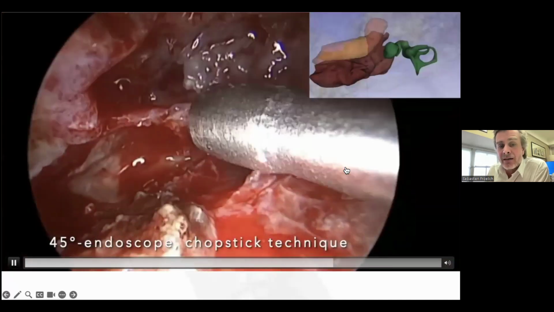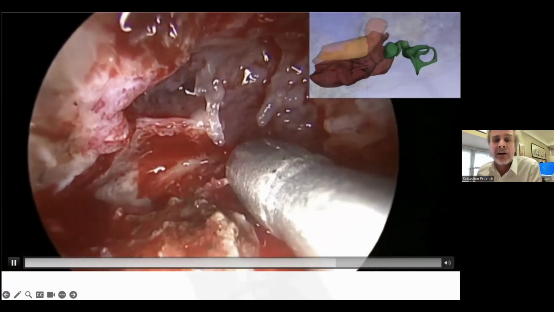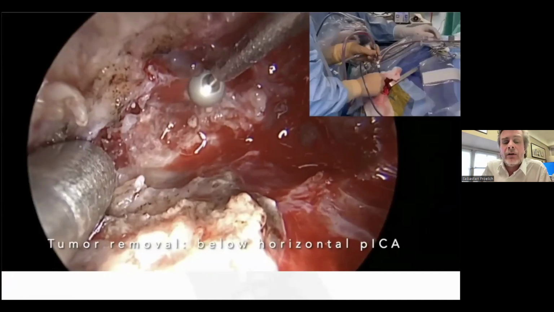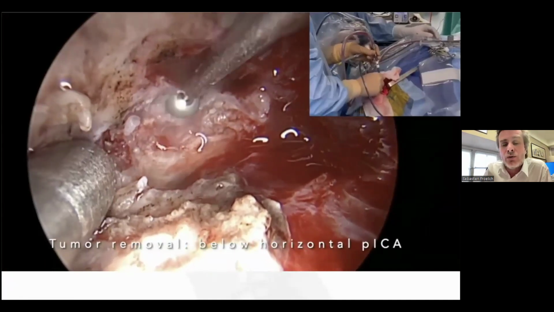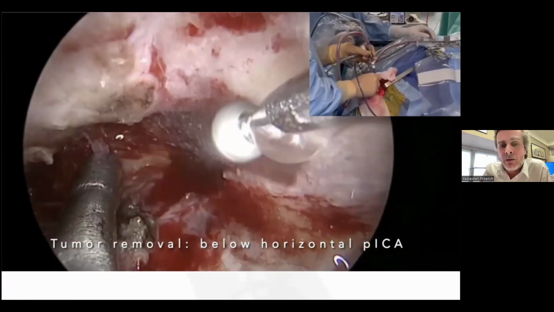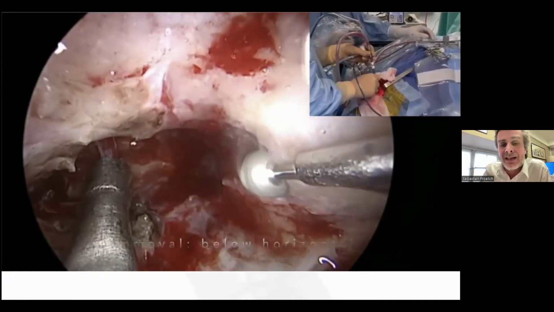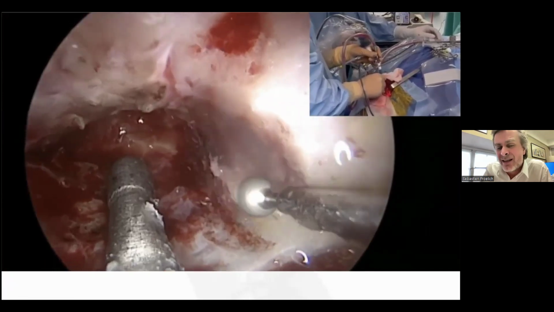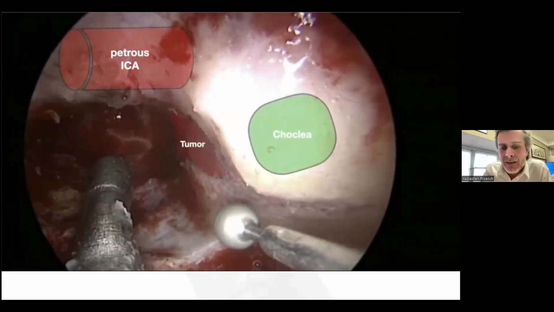This is the cochlea that I have completely unroofed. And I take the tumor below the internal auditory canal under endoscopic control. I use a bended drill, and I also use a 70-degree scope to see. Here, I'm getting closer and closer to the cochlea. This is quite tricky. I have to say I was a little bit scared here.